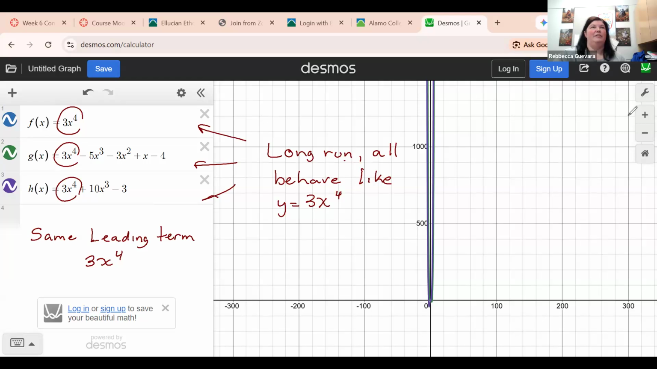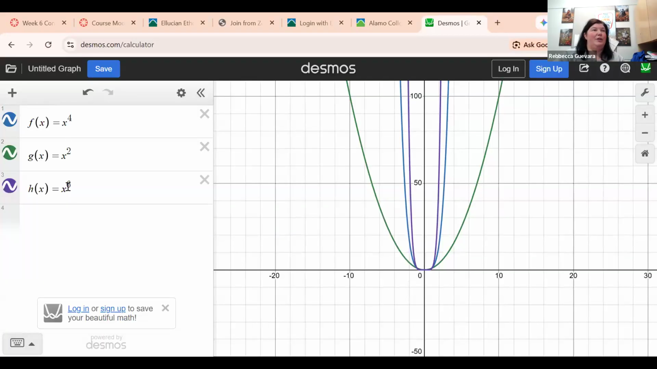So let me erase all this. The other thing we're going to show you here. So here I have x to the fourth, x squared, x to the sixth. Change the order there. What's important is they all have an even power. So notice we have even powers, they all have this basic shape to the function. Also, they all have a positive coefficient, because if there is an a out front, they're all going to be positive. Let's make them all negative and see what happens.